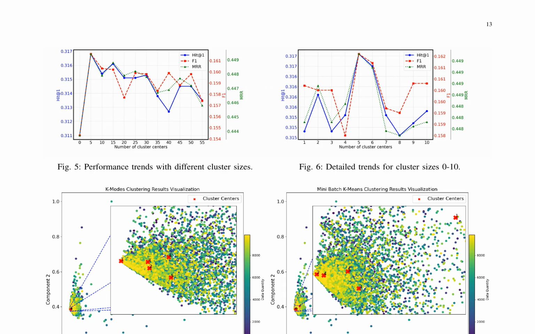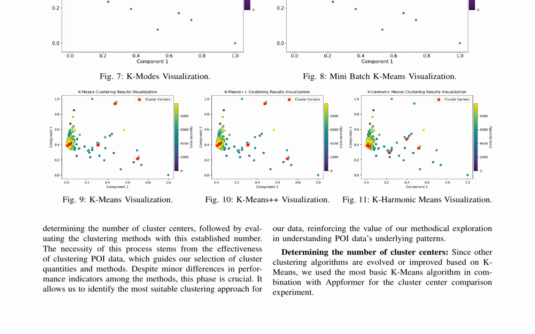Here is a combined summary of pages 13 and 14 of the research paper. Determining the optimal number of cluster centers is crucial in clustering POI data, as it guides the selection of cluster quantities and methods. To achieve this, the authors employed the basic k-means algorithm in combination with Appformer for the cluster center comparison experiment. The experimental results, as shown in tables 11 and 12, demonstrate that the optimal number of clusters for POI data is 5, based on hit at 1, hit at 3, hit at 5, MRR, and F1 score.